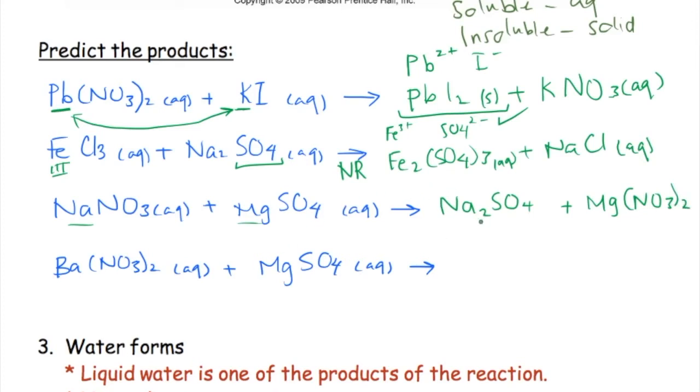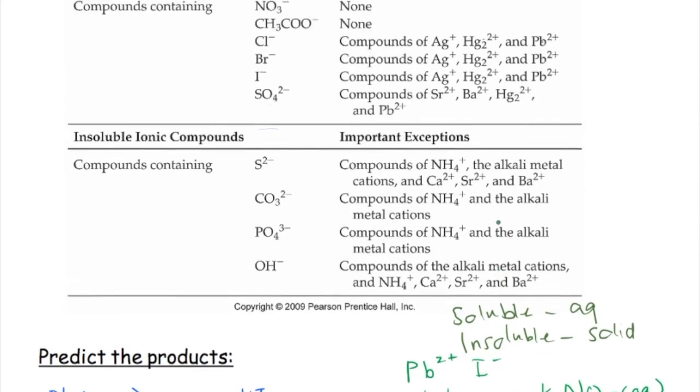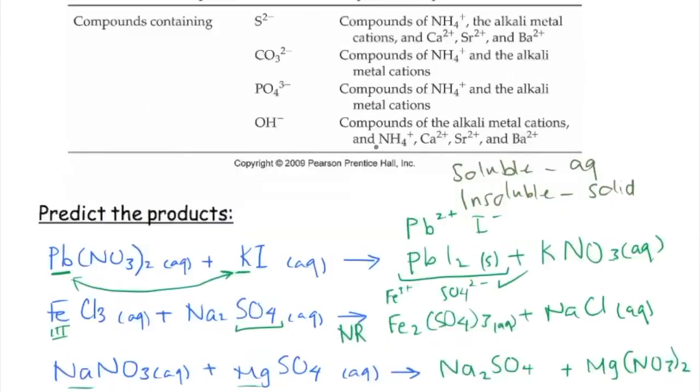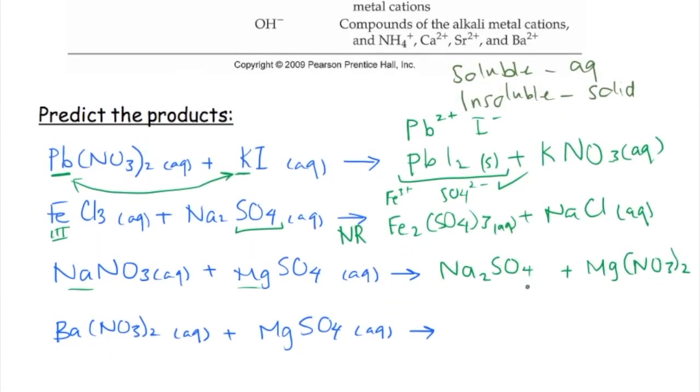Let's find out whether these products are soluble or insoluble. So sodium sulfate. So here's our sulfate. Sulfate is soluble. Is sodium one of the exceptions? It is not, which means that this compound is soluble and is aqueous. Now, magnesium nitrate.